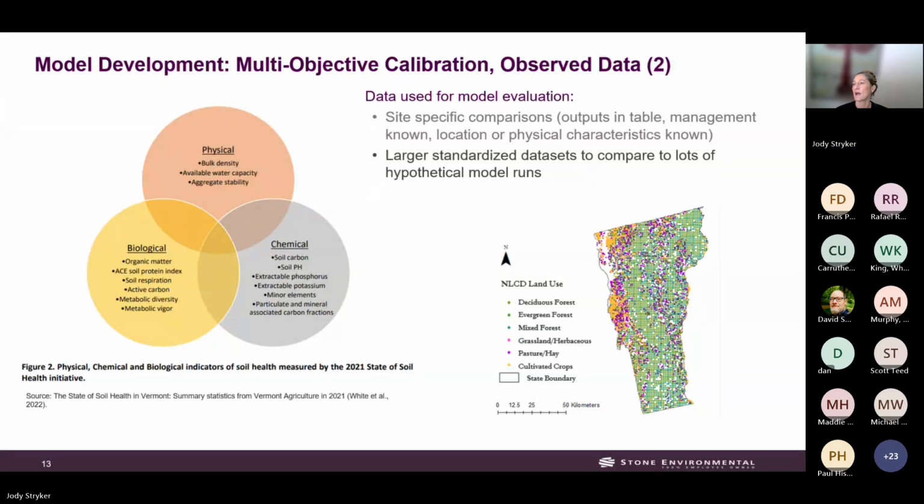We essentially did model simulations of all of the soils and weather across the state of Vermont, as well as multiple management scenarios, and compared the distributions of some of those metrics to the distributions of observed. You can see here, this is our grid of Apex simulations that we set up across the state.